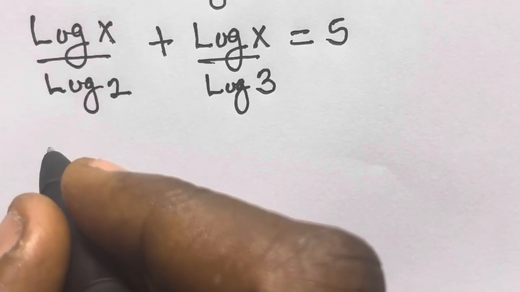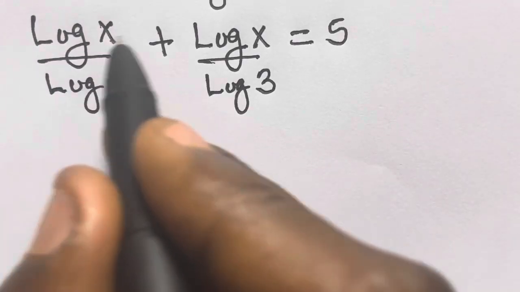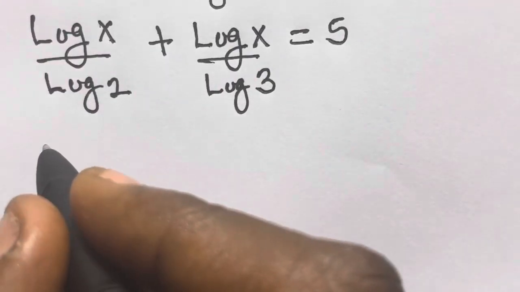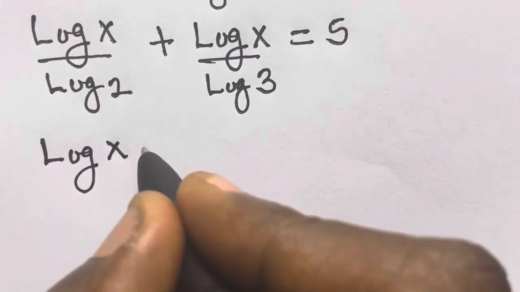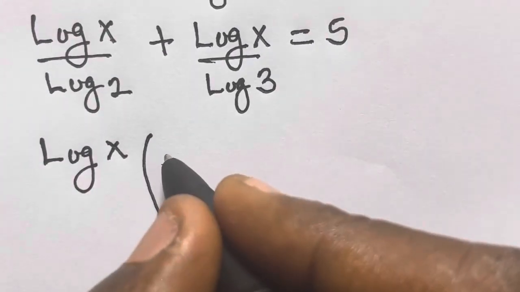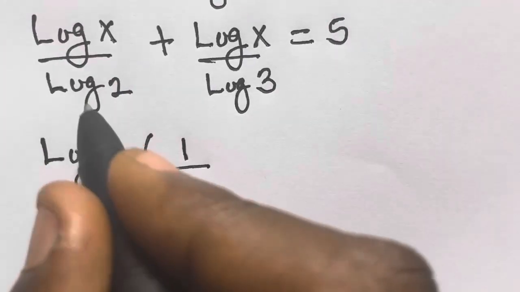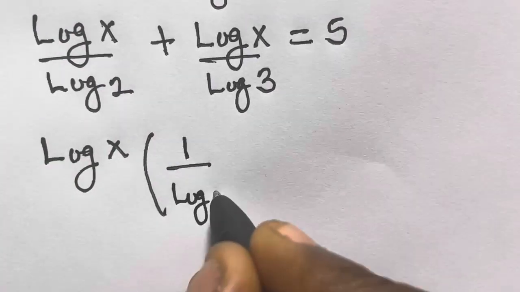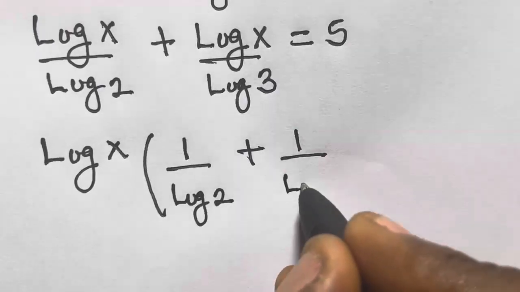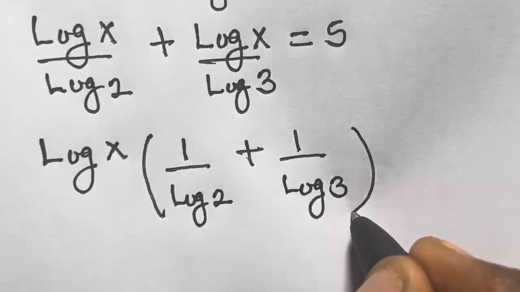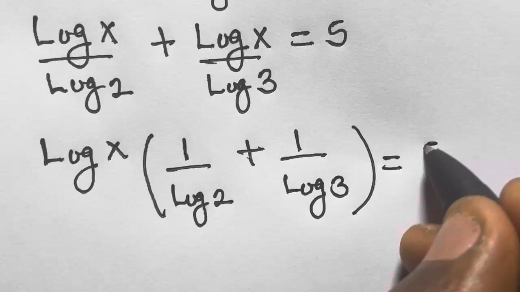Now we have log x here and log x here. We factorize log x out. We have log x, then a bracket: 1 divided by log 2 plus 1 divided by log 3, equals 5.